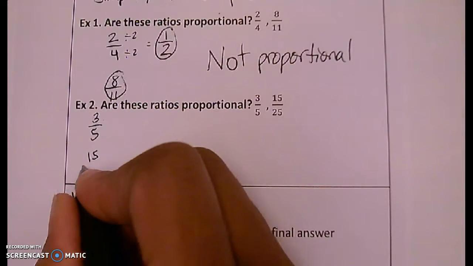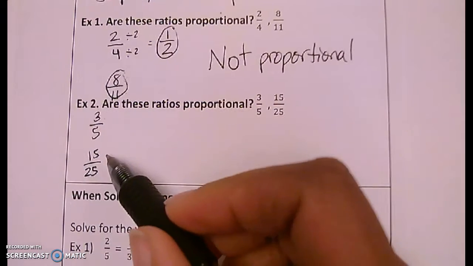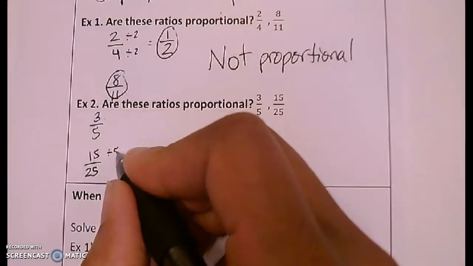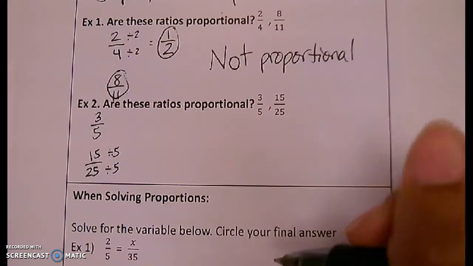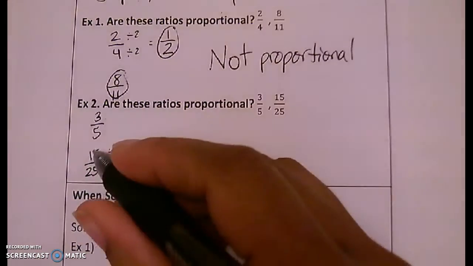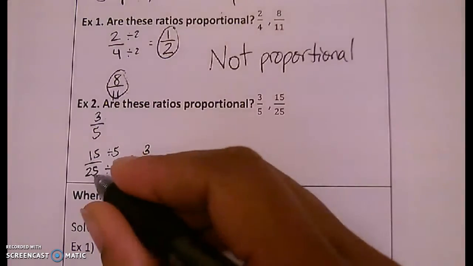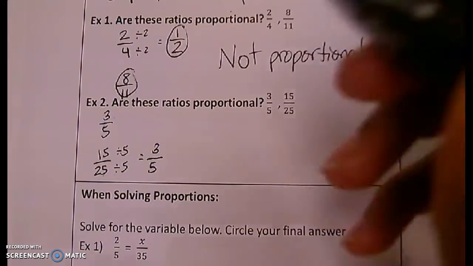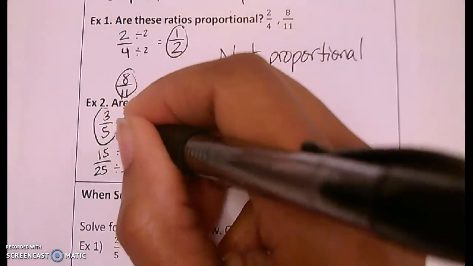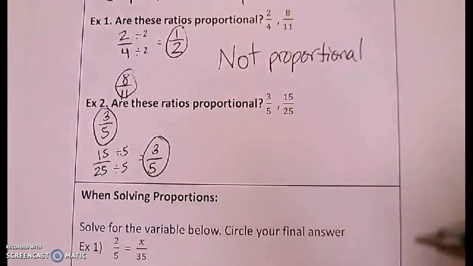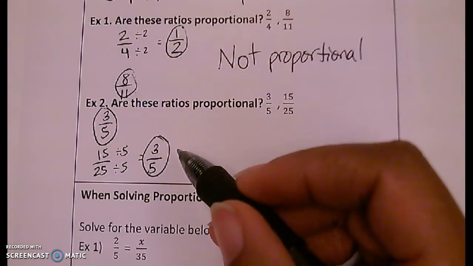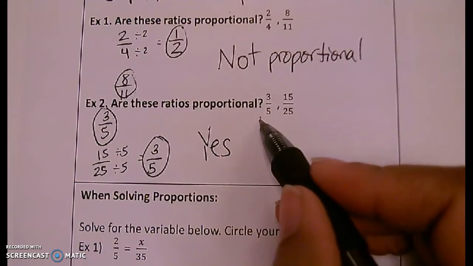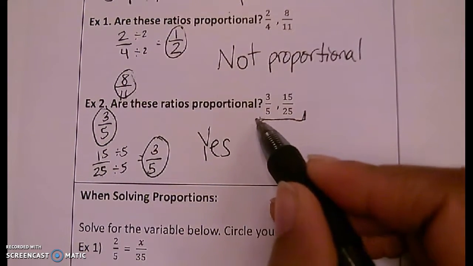But 15 over 25, I know that I can divide 15 and 25 by 5 to simplify. So I'm dividing the top and the bottom by 5. 15 divided by 5 is going to give me 3. 25 divided by 5 is going to give me 5. So now that I've simplified, I compare: are 3 over 5 and 3 over 5 equal? And the answer is yes. Therefore, these two ratios are proportional.